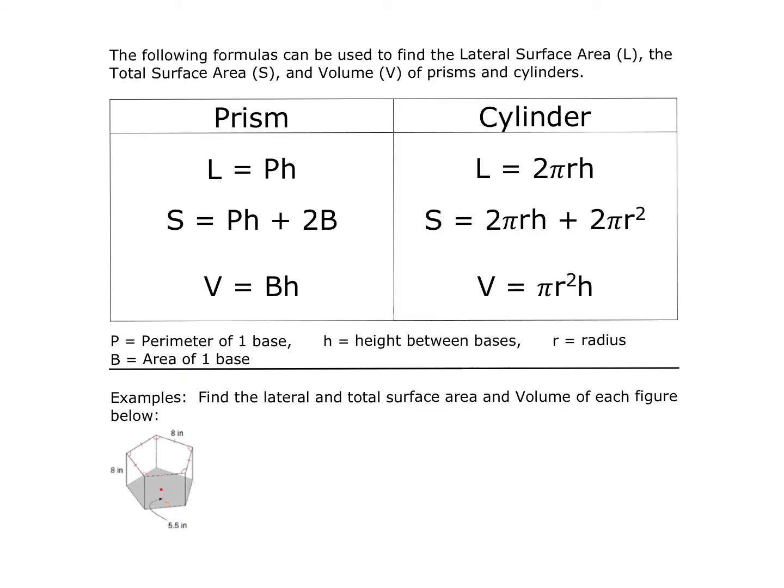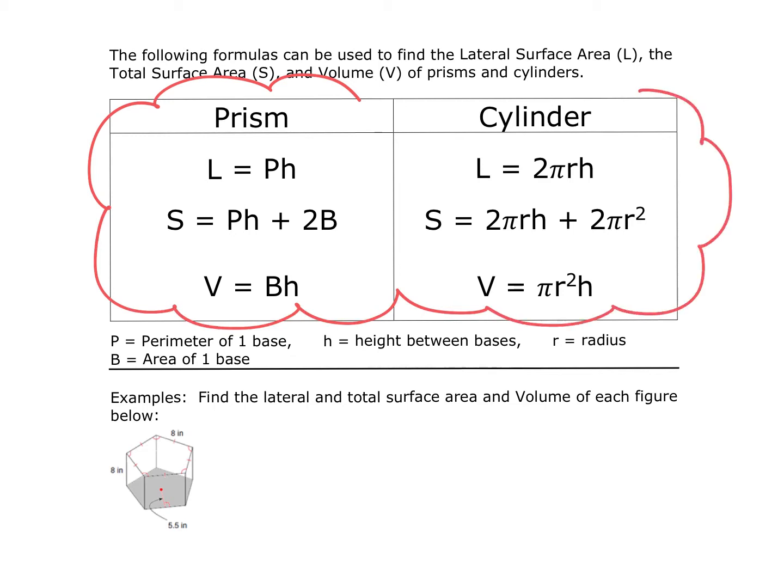So these are the formulas that we used for surface area, for lateral area and surface area. And now we're going to talk about the volume. So I'm just going to go ahead and highlight all of these formulas. But today we're mainly going to be talking about the volume of the prism and the volume of the cylinder.